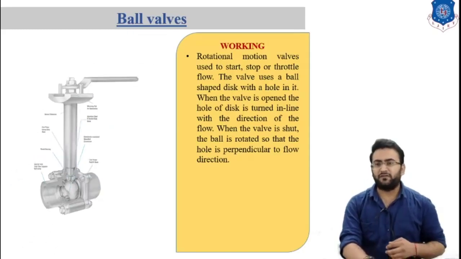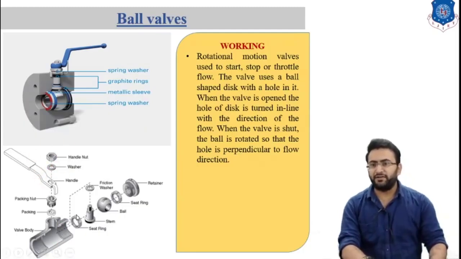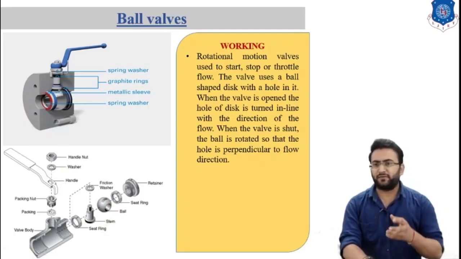Let's take a look at a cross section of this ball valve. This is one type of cross section of the ball valve which contains various accessories such as a spring washer, graphite ring, metallic sleeve, handle nut, valve body, then seal ring, washer, and ball disc. So all these accessories are used to make the ball valve.